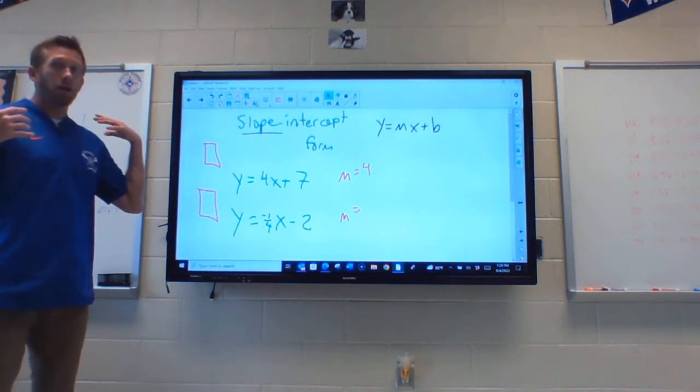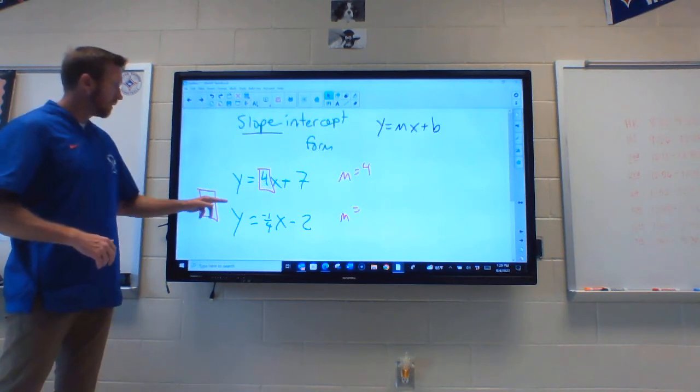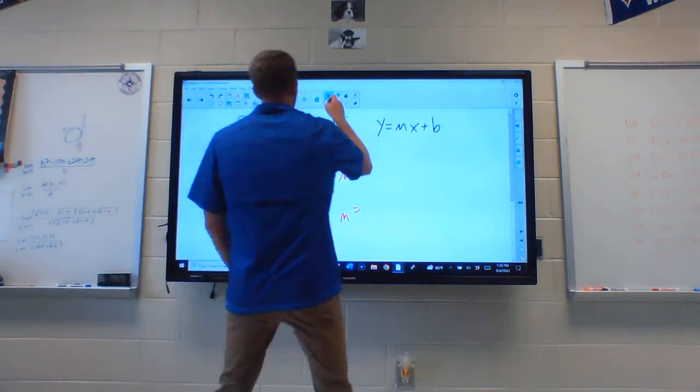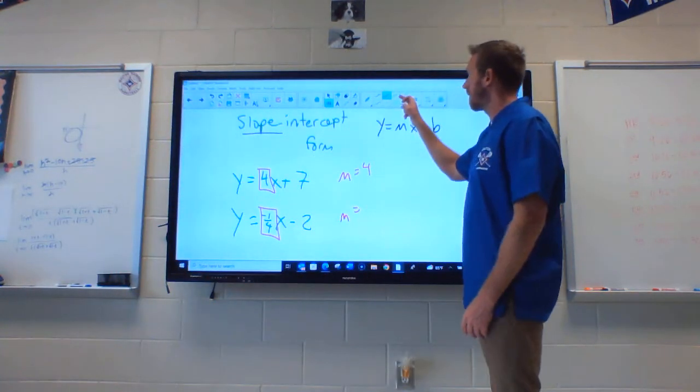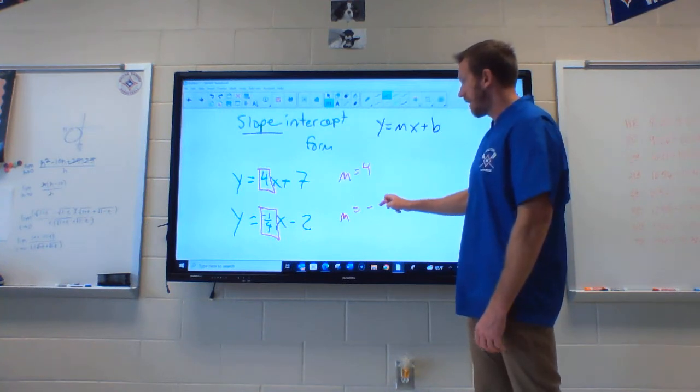We want to identify, are they parallel, perpendicular, or neither? Again, look at the slopes. This slope is now different than that slope, so they're definitely not parallel. So we would say right off the bat, not parallel because they're different from each other. So let's identify if they are perpendicular.